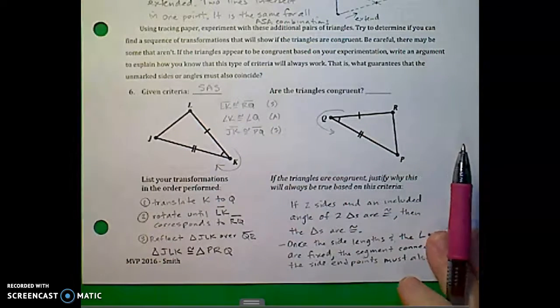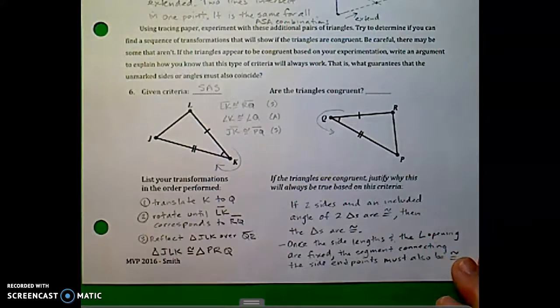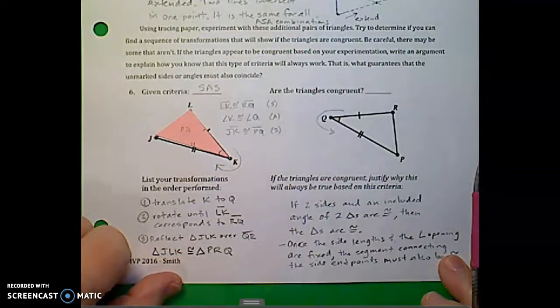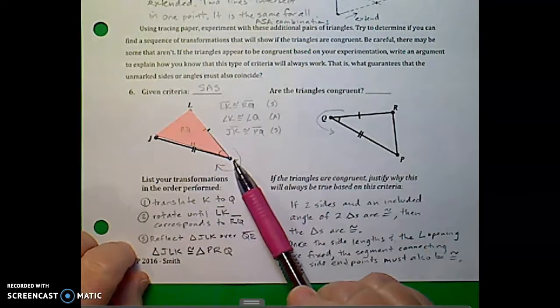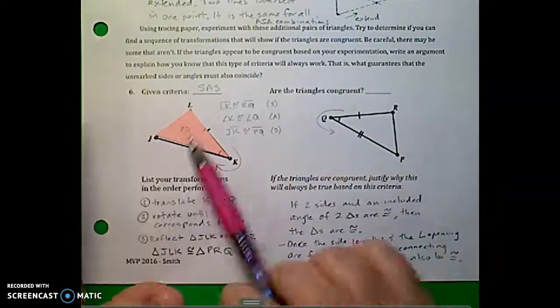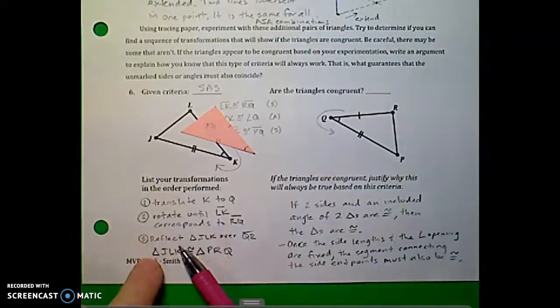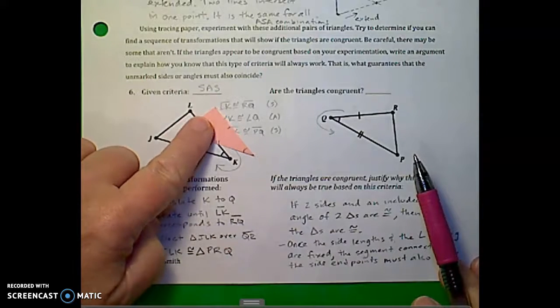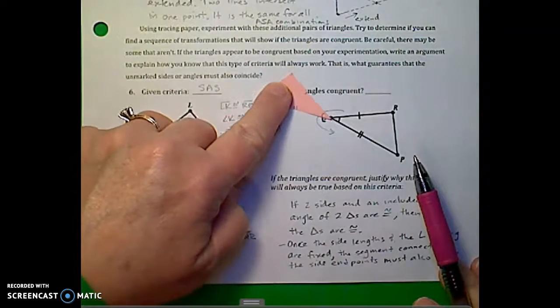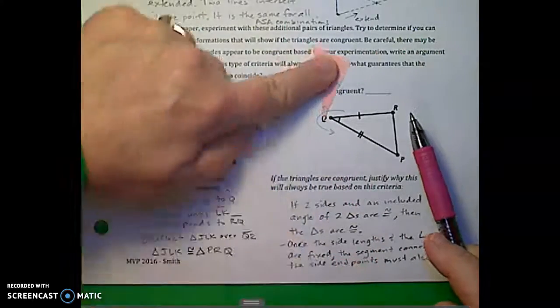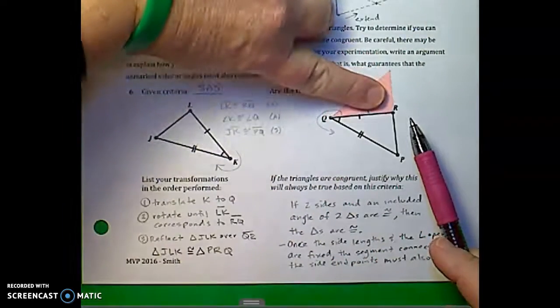All right, how would we do these transformations? Again, I made a little triangle to help me here. I'm going to match up point K with point Q. You could pick another point to match up, but it'll all work out the same. With these three transformations, it will always work. So I move in the X and Y direction to get K to Q. I'm going to rotate this until it matches up there.